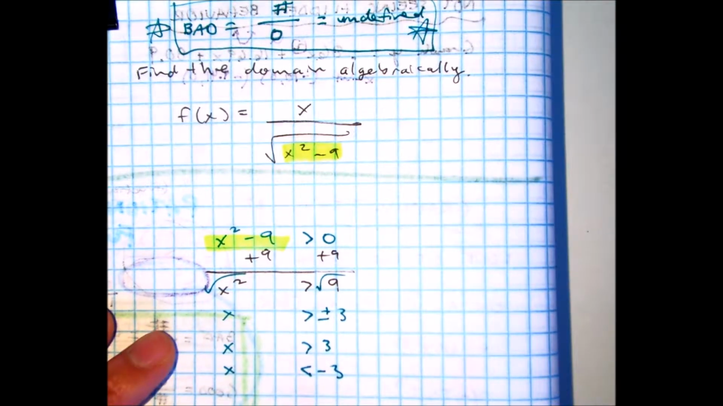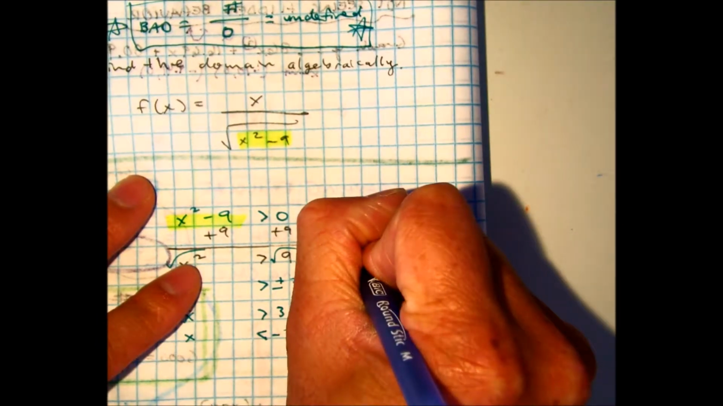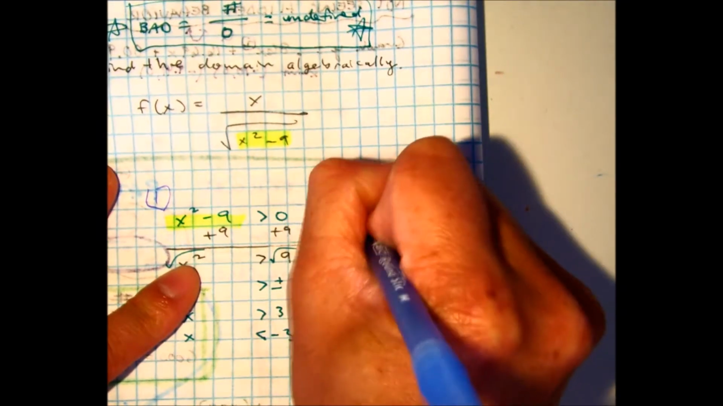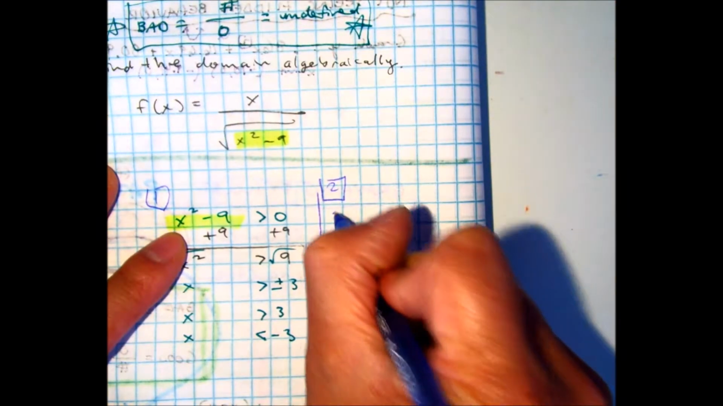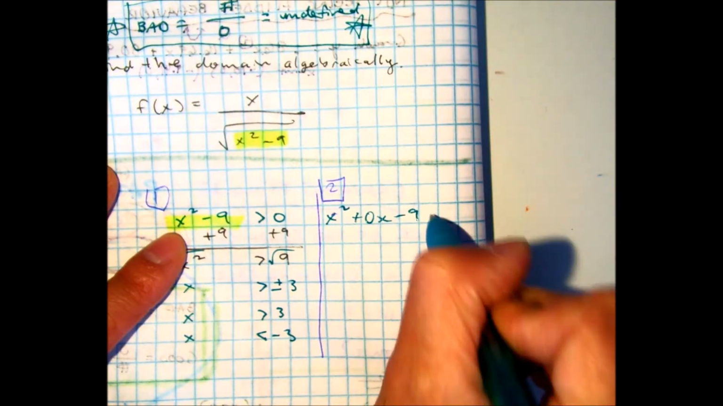Let me show it to you in a different way. And this is kind of better because this kind of goes back to what we've learned previously. Let's just say we didn't solve it by the square root. So I'm showing you a second way to solve it. I think the second way will make more sense because we've done this one. So let's just say I factor it. I have x squared plus 0x minus 9 greater than 0.